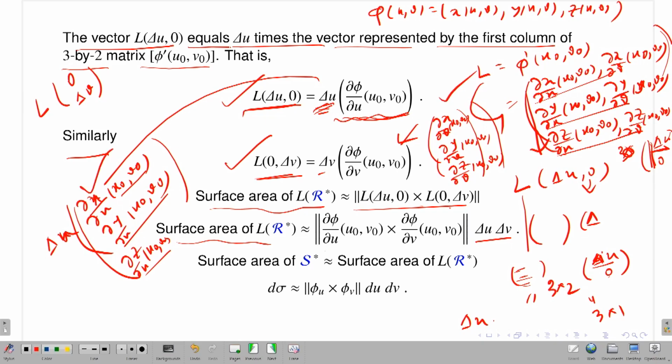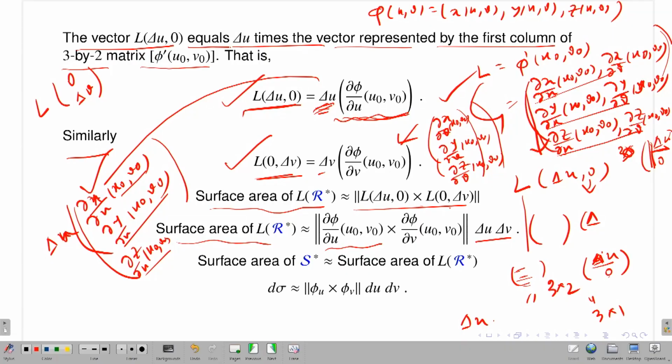Therefore, del phi del u at the point u naught comma v naught is nothing but del x del u at the point u naught comma v naught, comma del y del u at the point u naught comma v naught, comma del z del u at the point u naught comma v naught. This is one vector, cross product with del x del v, del y del v, del z del v, all at the point u naught comma v naught. So, two vectors, you take the cross product.